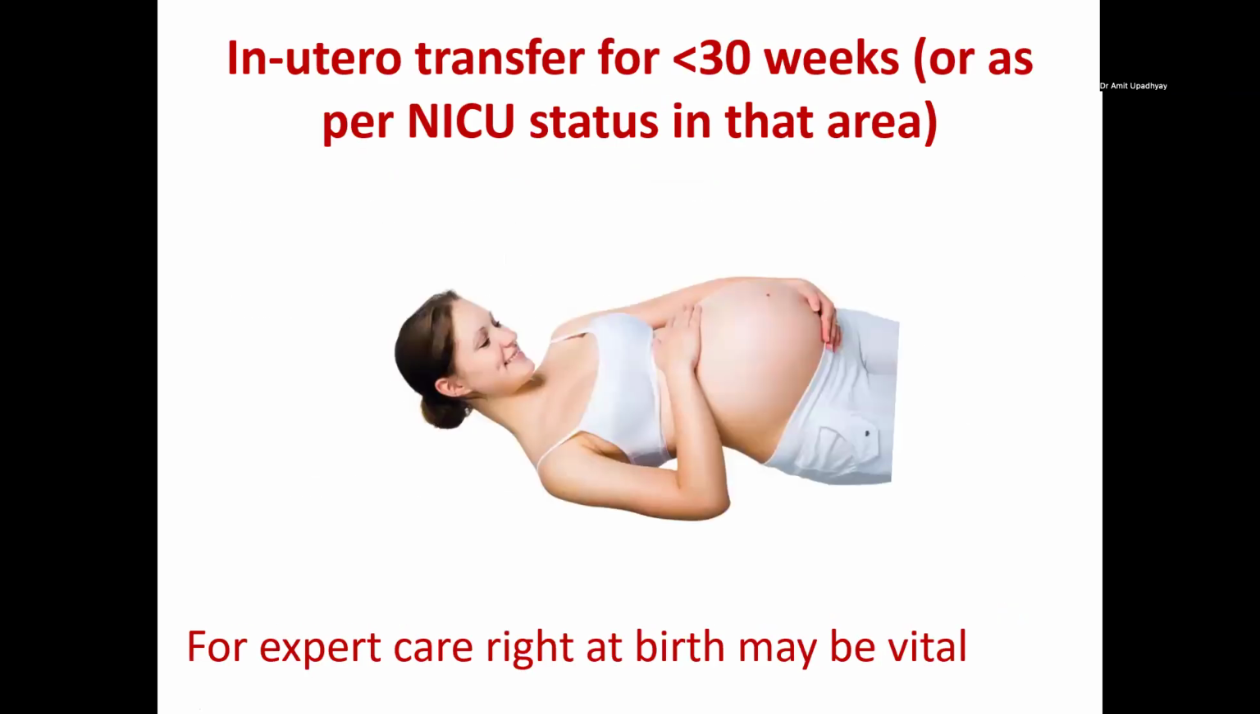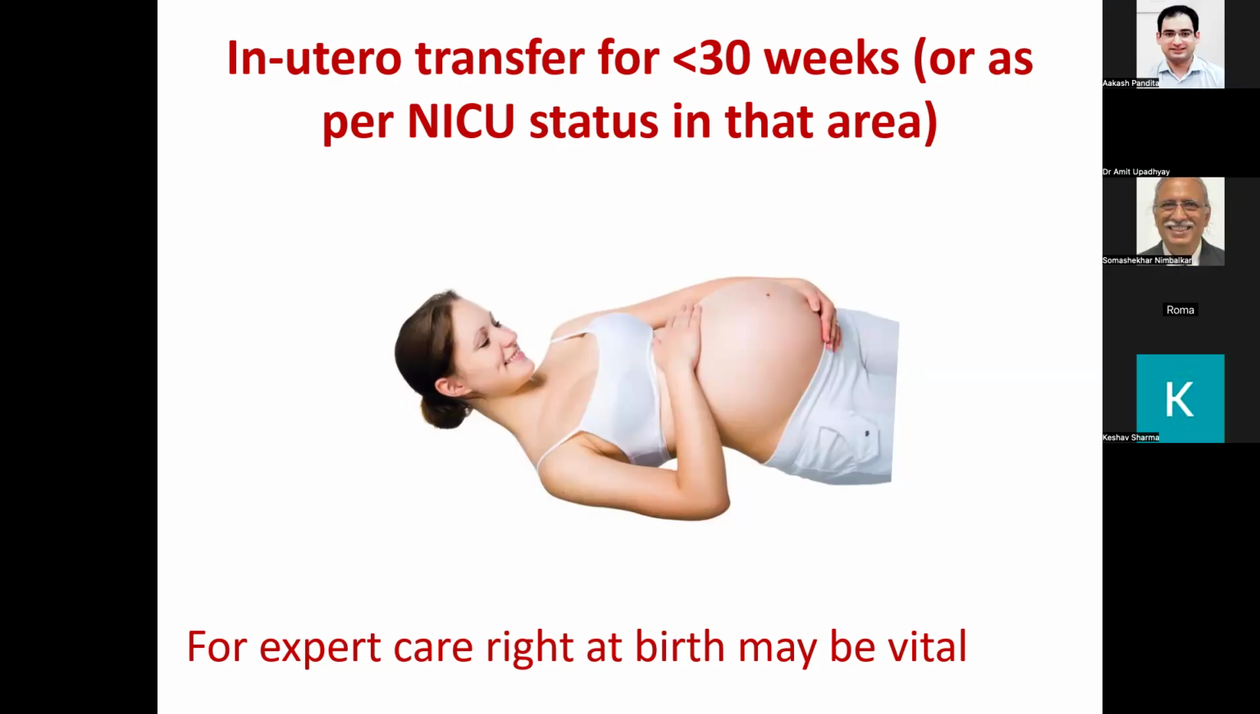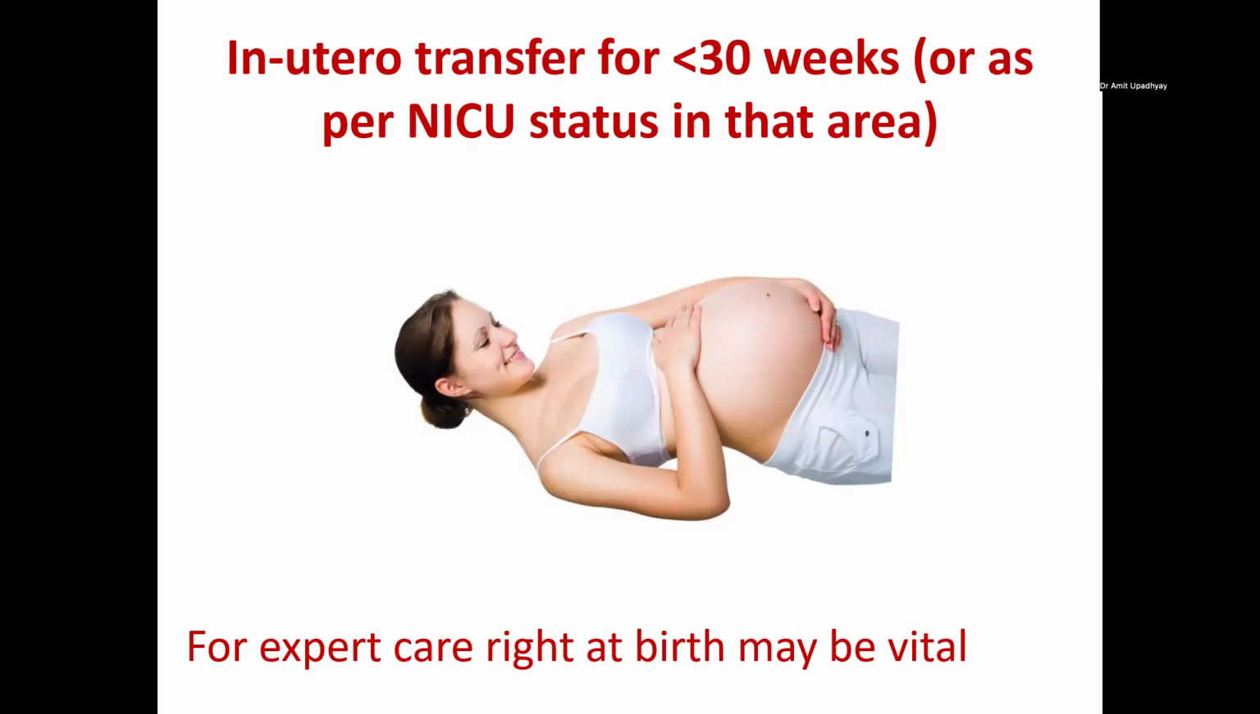A baby who is quite preterm and expected to have significant RDS should best be transferred in utero. All preterm births before 30 weeks should ideally happen at a center where neonatal care is possible. So a baby of under 30 weeks should not be delivered at a peripheral obstetric center and then referred to NICU. If you have perinatal services in that NICU, then preferably the mother should be shipped. Care right at birth may be vital because sedation, etc., are very important in expert hands.